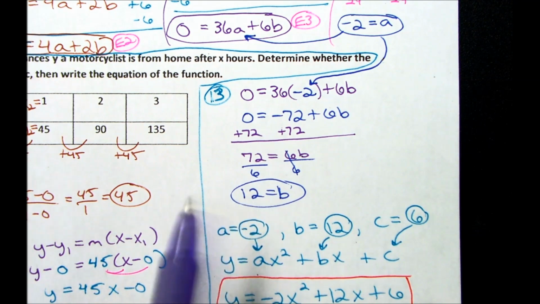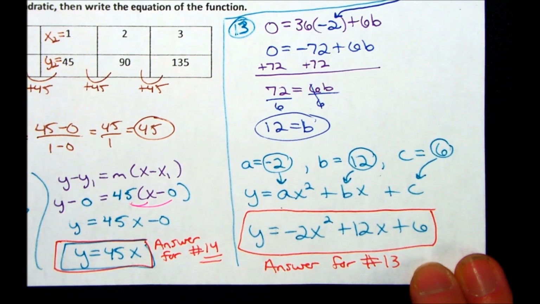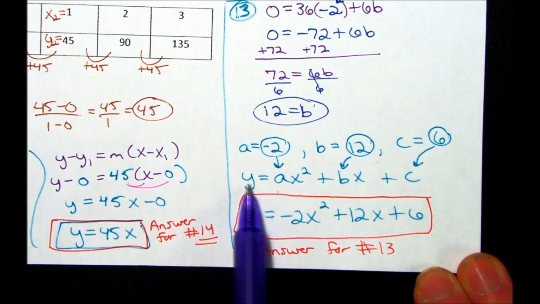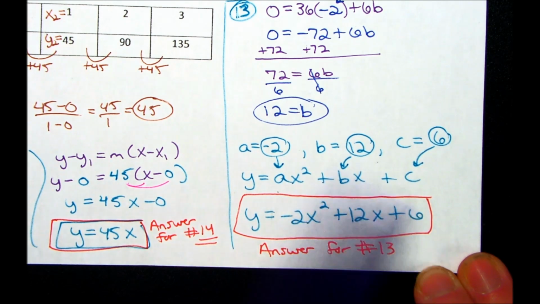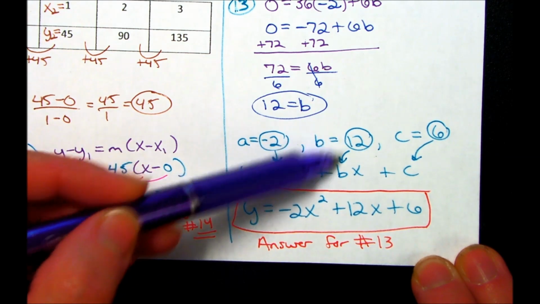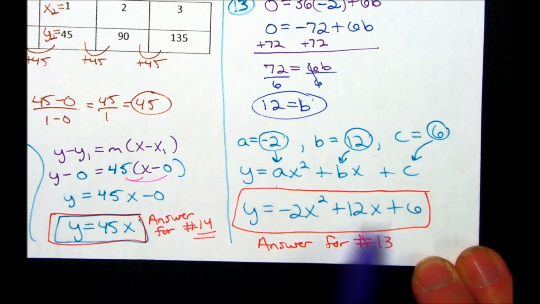So once you've solved for all three variables, now you're ready to finally write your equation in standard form. So one more time, I'm going to write my formula, y equals ax squared plus bx plus c. Substitute negative 2 now for a, substitute 12 now for b, and substitute 6 for c. So this is the equation for, or our answer for number 13. All right, so now moving on to 14.